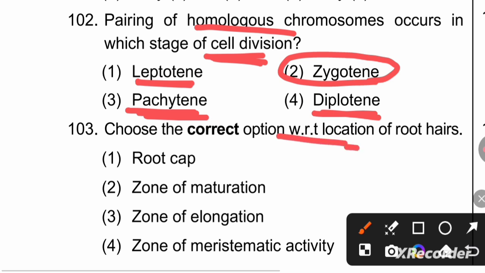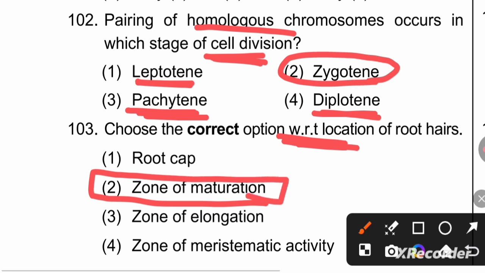Choose the correct option with respect to location of root hairs. Among the following four options, the correct option is zone of maturation. In the zone of maturation, we can find root hairs.